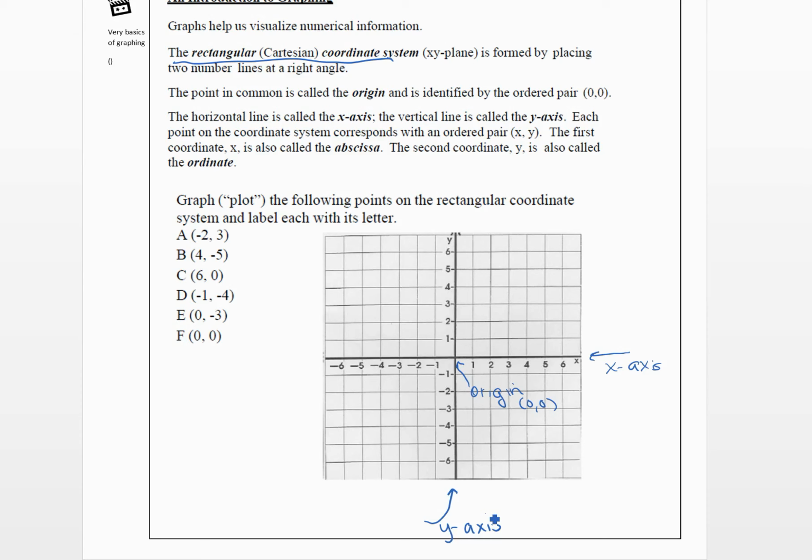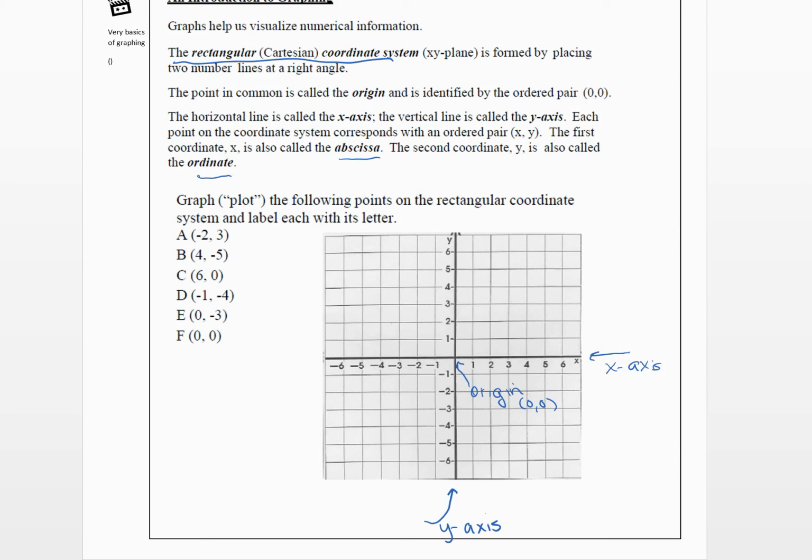You won't hear these words very often in this class, or maybe ever, but just so you know, the x-coordinate is called the abscissa. I don't even know if I'm saying that right. And the second coordinate is called the ordinate. But don't stress about learning those terms, as long as you know the x-coordinate comes first and the y-coordinate comes second. So first we go left or right by the first number from the origin. Then from that point we go up or down by the y-coordinate.